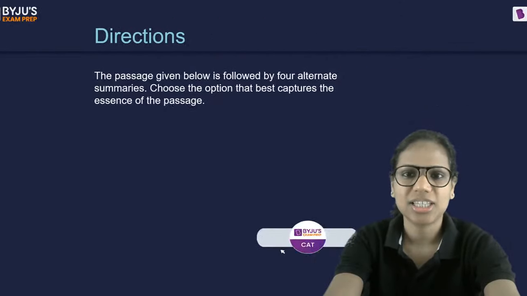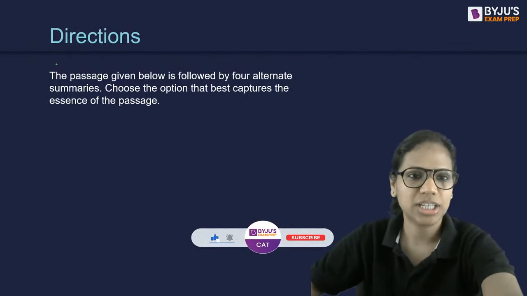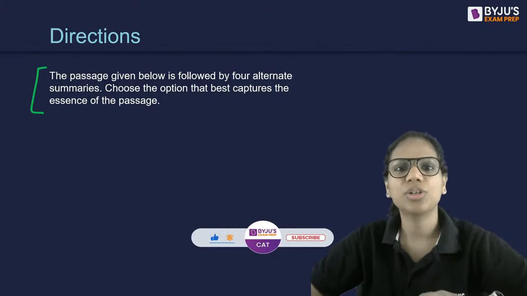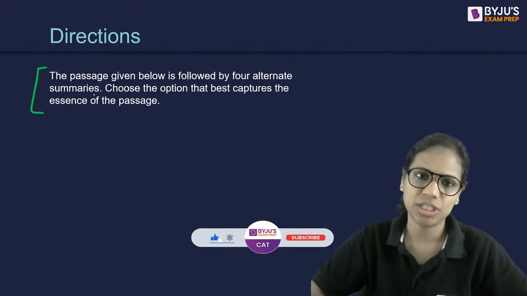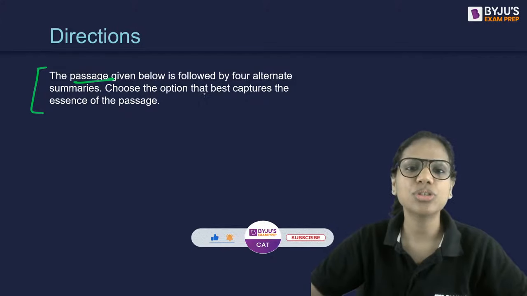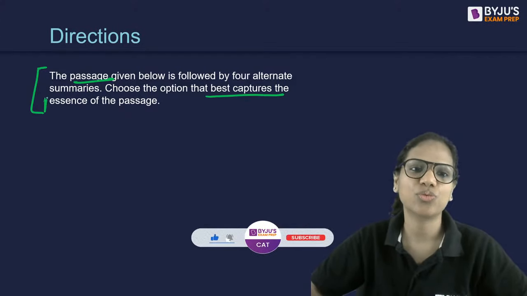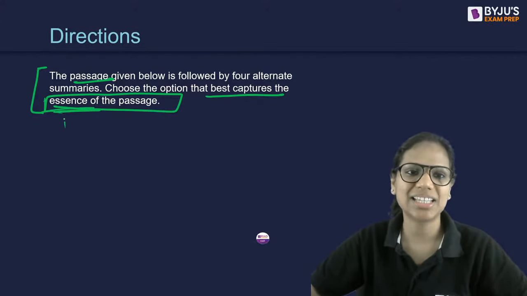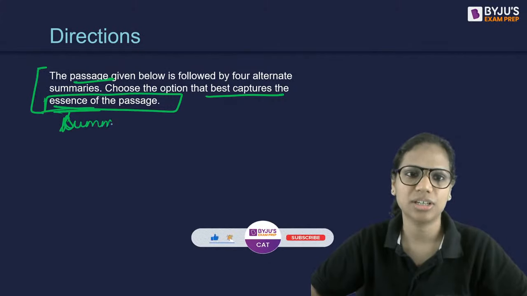Okay, let's come to the questions, but before that, the directions. The passage given below is followed by 4 alternate summaries. It's a paragraph, really. Choose the option that best captures the essence of the passage. So whenever you have this essence, it's a summary question only.